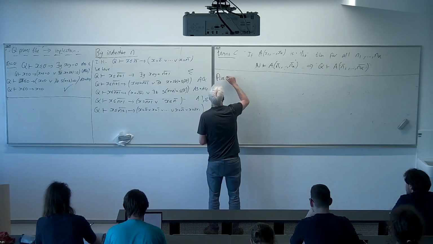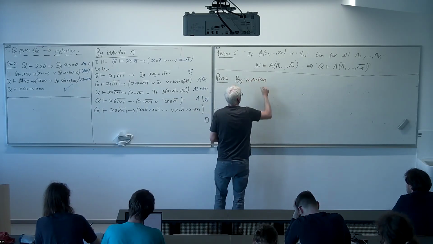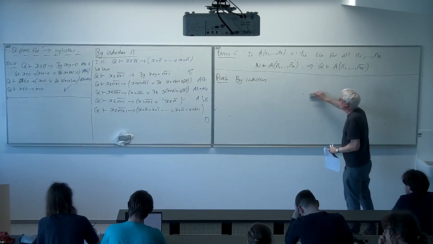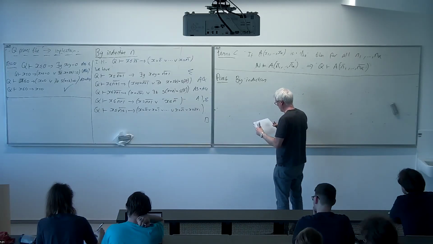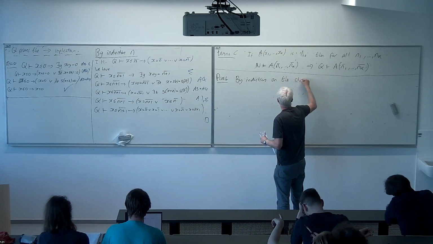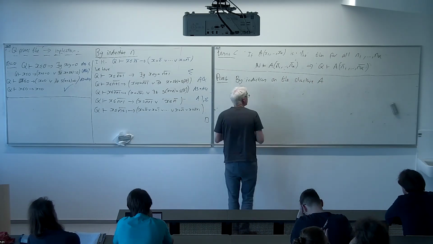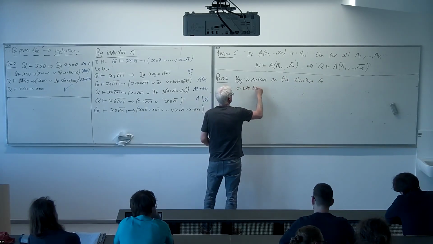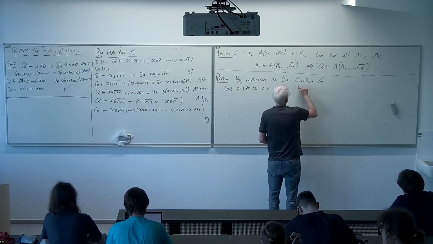So proof, by induction on the structure, we break the formula down, we prove it for the smaller parts of the formula, and then you show that if it applies to the smaller parts, it applies to the formula as a whole. So by induction on the structure of the formula A, we consider the case that A is a bounded quantifier.